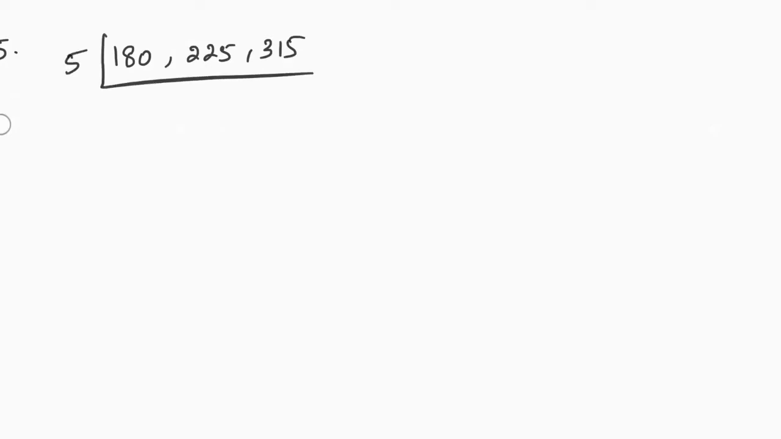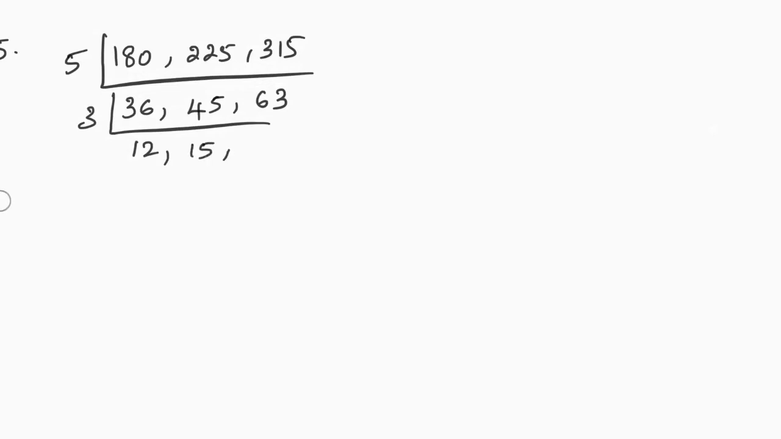315 divided by 5. So what do I get? 5 3s are 15, 5 6s are 30. Again 45, 63. Now is there any common factor? Just check. We have 3. 3 goes 12 times, 3 goes 15, 3 goes 21. Again I can divide with 3. 3 4s are 12, 3 5s are 15, and 3 7s are 21. Now further I cannot divide it.